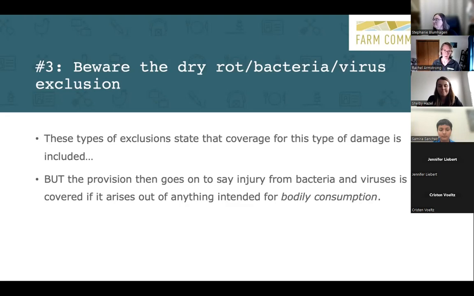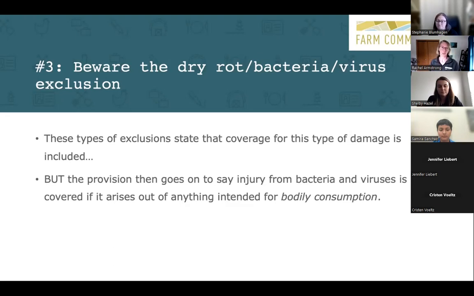If they come from food. So I'm not sure how someone's getting injured from dry rot, bacteria, and virus from eating things that aren't food. But if that's what happens, you have coverage. If they get it from eating something that is food, you don't have coverage.